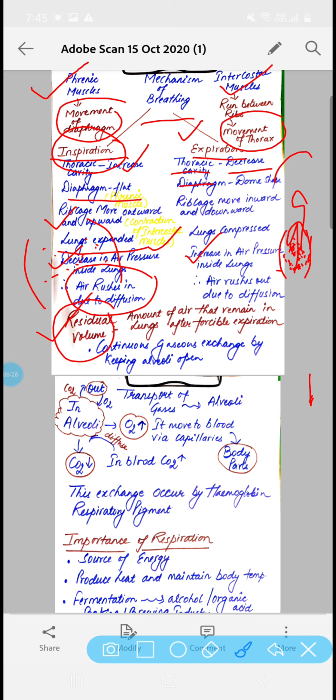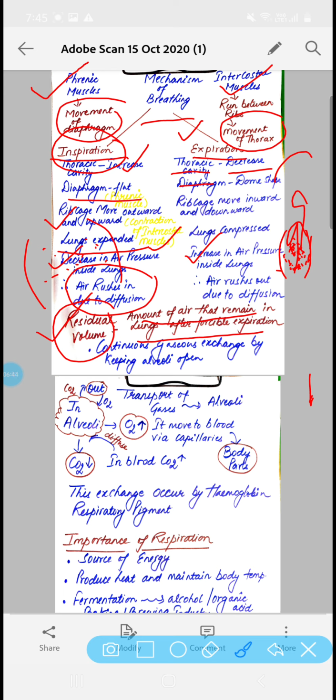It is a very important question. Many a times it has been asked. So what is residual volume? Let's take a view. The amount of air that remains in the lungs after even the forcible expiration.